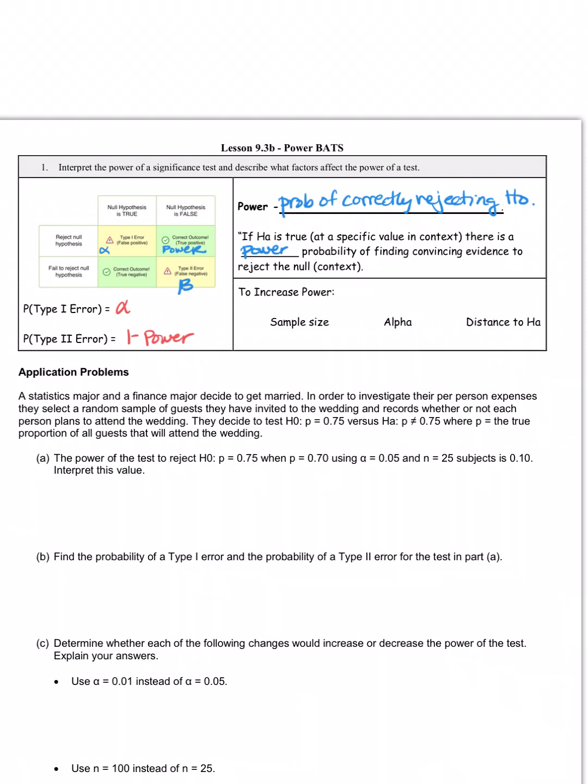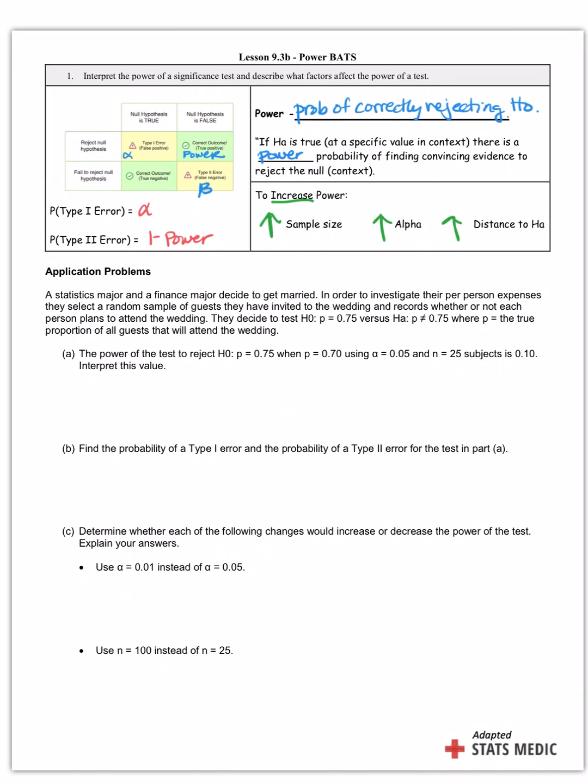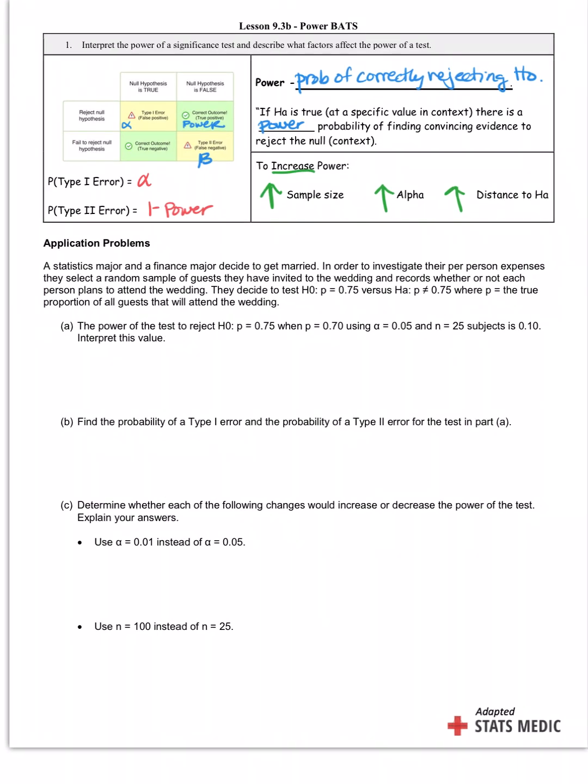And then lastly, these are the parameters we can adjust to increase our power. So to increase power, what do we do to sample size? Increase. What do we do to alpha? And distance to the alternative? Increase. It's all increasing. It's all direct variation. Easy peasy. Okay? So let's crank on this. There's an interpretation and a couple little things. Not a big deal, and we'll be done.